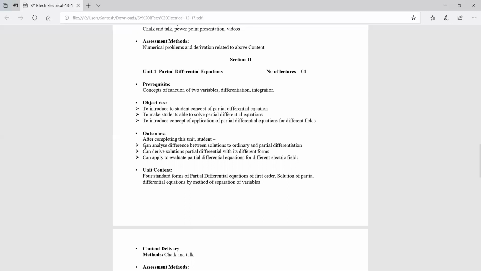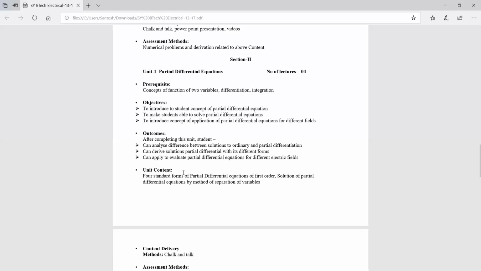Means what? If we are given two differential equations, one an ordinary differential equation and another a partial differential equation, the student can analyze the solution of the ordinary differential equation and the partial differential equation. Okay, this is the main outcome of unit number 4, partial differential equation. The second outcome: students can derive solutions of partial differential equations in their different forms, and can apply them to evaluate partial differential equations for different electrical fields.